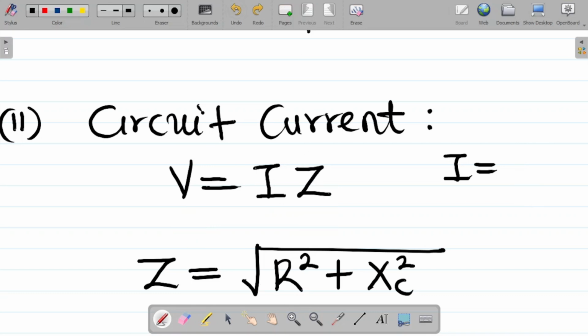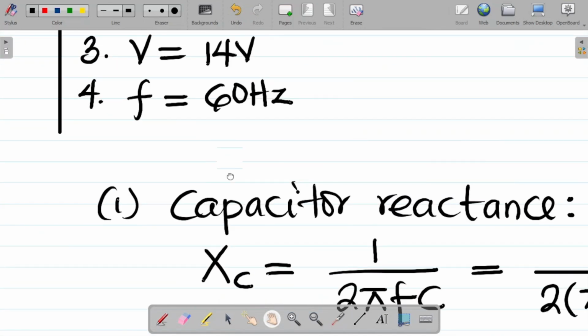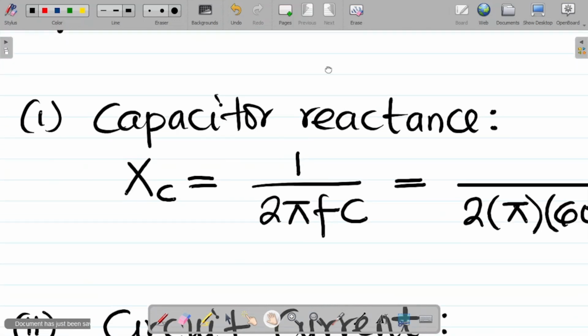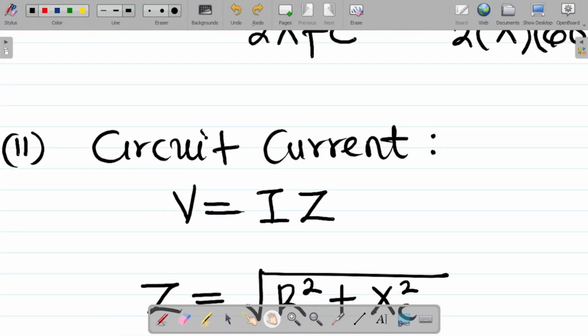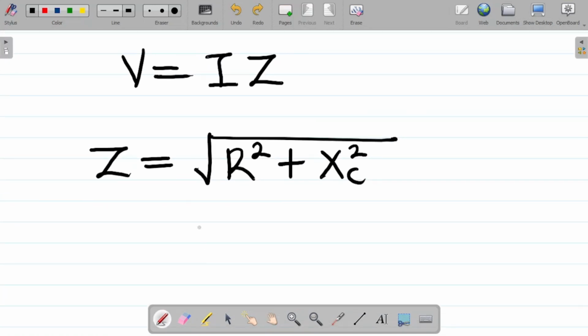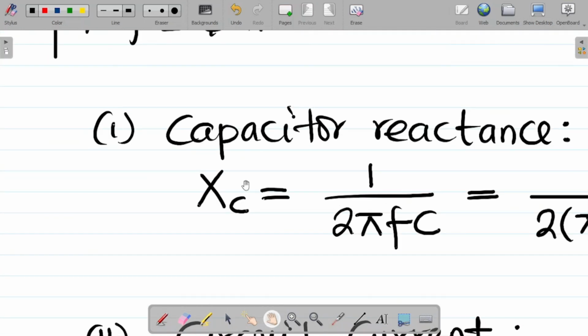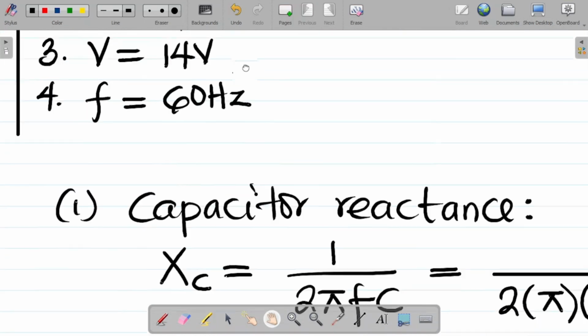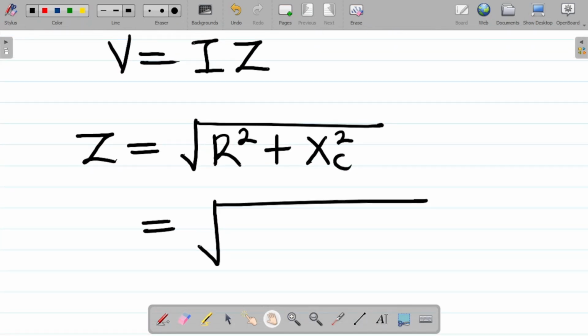Now we already have the value for V, the voltage. I think it was given in the question. Let me check. Yep, we have the value as 14, but we don't have the value for Z. So our task will now be, first of all, to find Z before we can find I. How do we get Z? We've already given the formula: square root of R squared plus XC squared. What's the value of R from this question? From here, R is 200. So that becomes 200 squared plus XC.